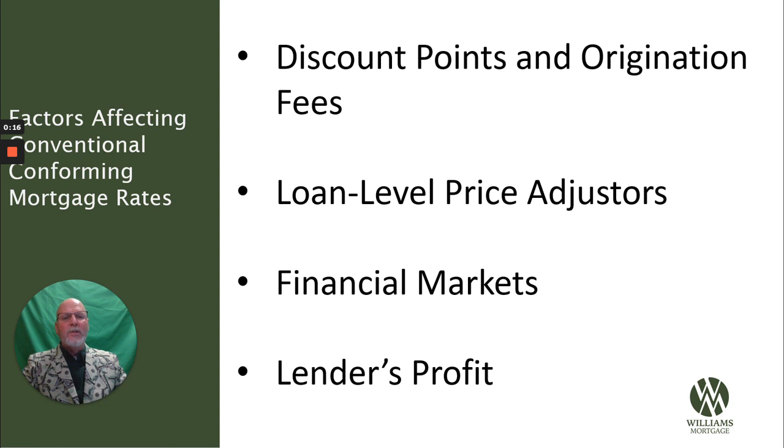Those would be discount points and origination fees, loan level price adjusters, the overall state of the economy, and the lender's profit margin. All of these factors are taken into account by lenders when determining the interest rate for a conventional conforming loan.